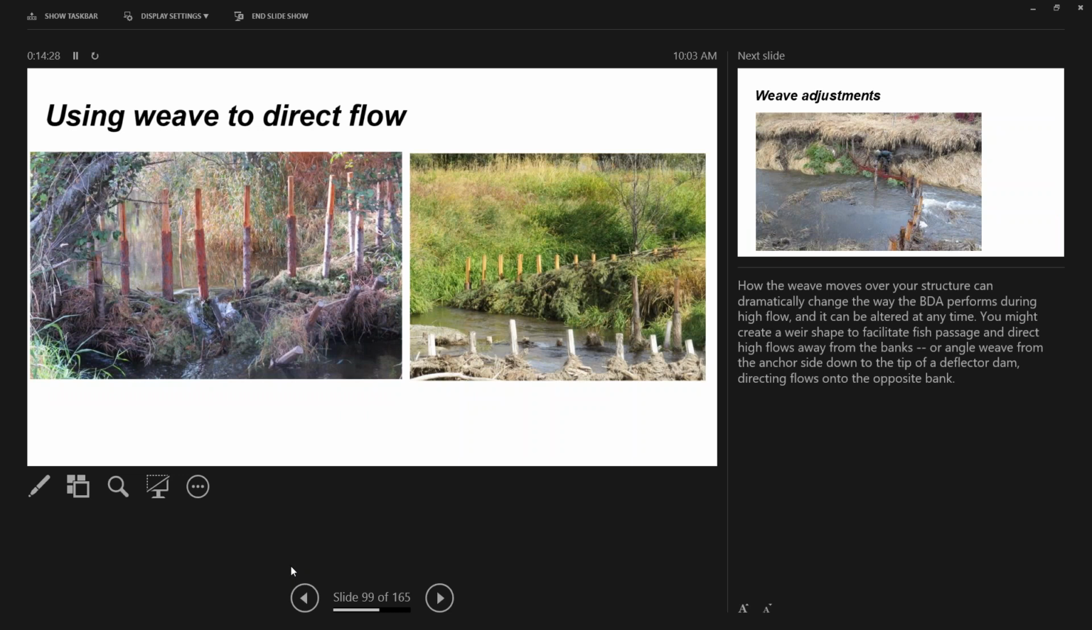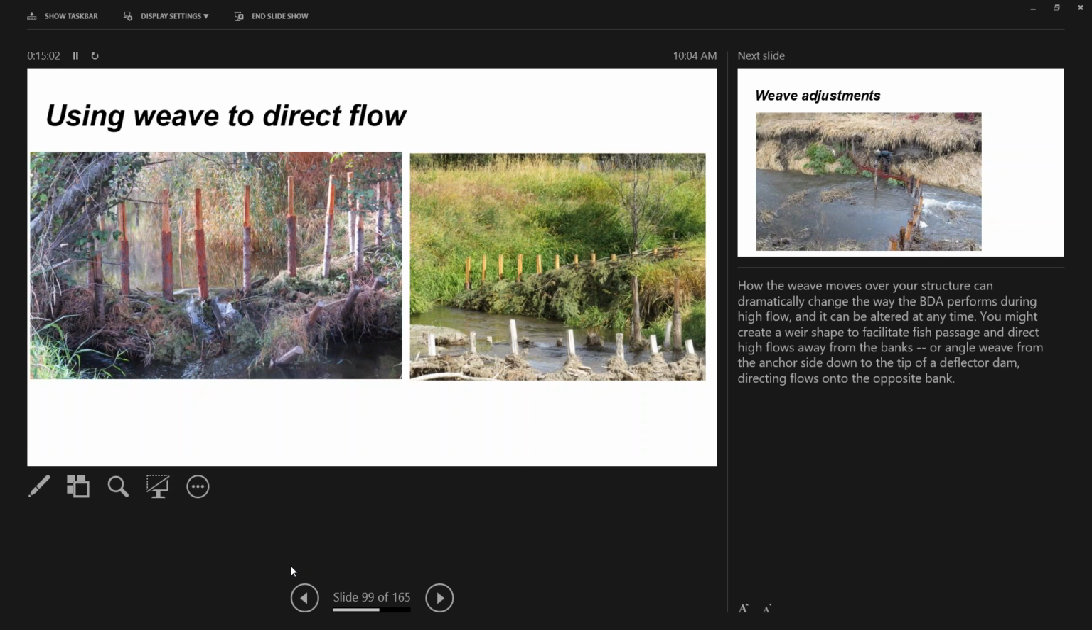In terms of weave design, you can also align your weaves to direct the flow. And so here's a situation where we try to have a weir-type shape overall so that our BDAs are lower in the middle. And that helps with fish passage during low flows. It helps with directing the thalweg to the center of the stream rather than the sides. If you're hoping that it will stay a channel spanner for a while and not do an end run, having that lateral dish and making it like a weir has helped with those two things.